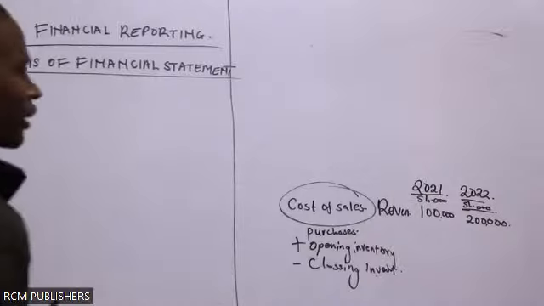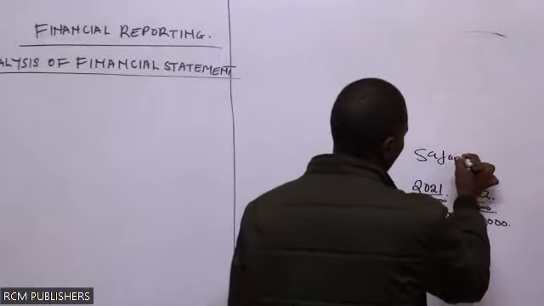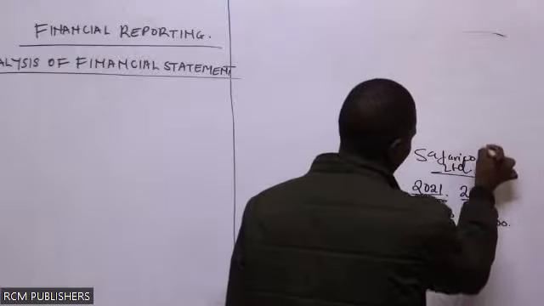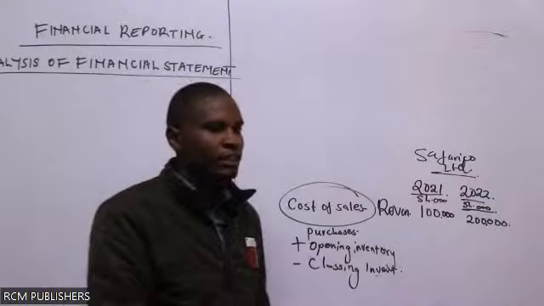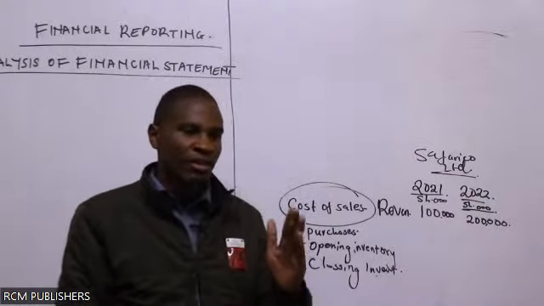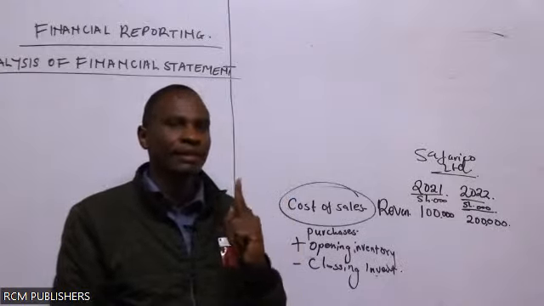Among the 2 years, this is one company, maybe Safaricom Limited. This is the financial statement for the 2 years. Which year did our company perform well in regard to revenue? Remember, here we are looking at a specific item first.